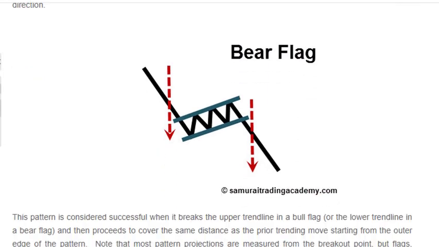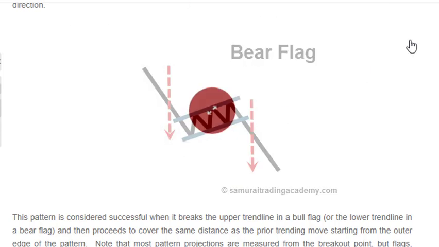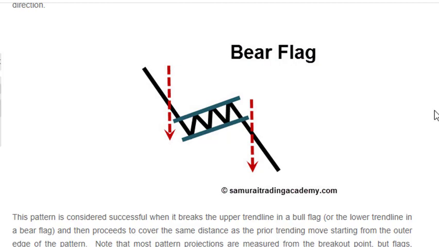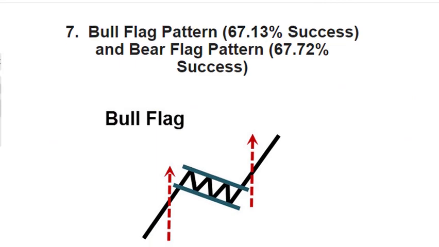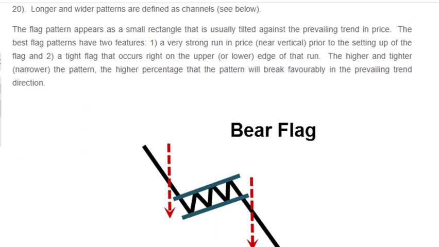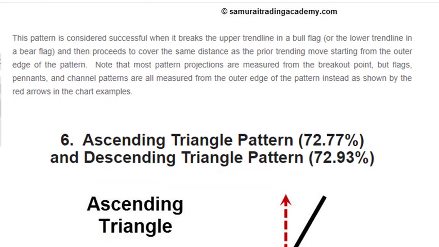And the inverse of that is the bear flag, where you see a downward movement in price, and then the price zigzags upwards, but the tops and bottoms are straight, forming a rectangular flag pattern. Chances are that's going to break downwards. The chances are 67.72% that it will break downwards.